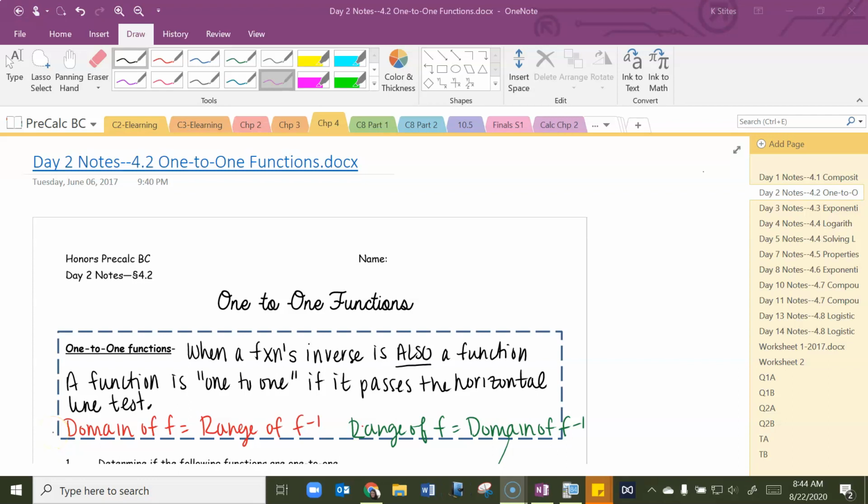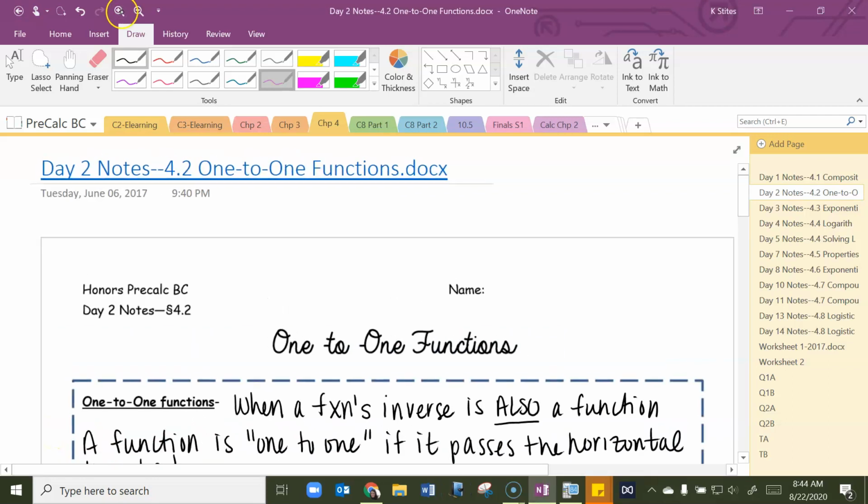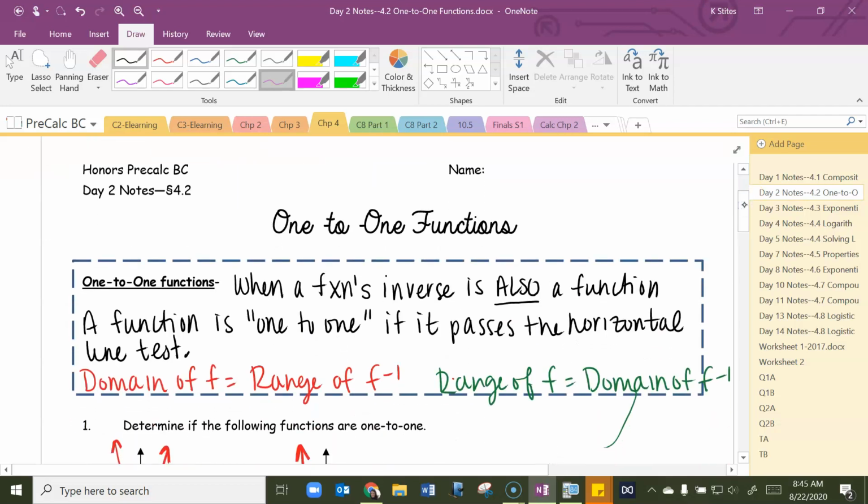Hello everybody, we are moving on to our next lesson in chapter 4, and today we are talking about one-to-one functions. So go ahead and take a moment to write down this definition and I will be explaining it. A one-to-one function is when a function's inverse is also a function. We say a function is one-to-one if that original function passes the horizontal line test, and the domain of f is always the range of f inverse.